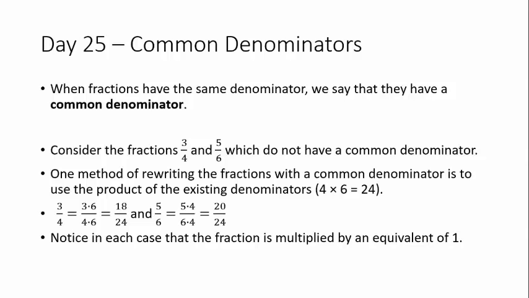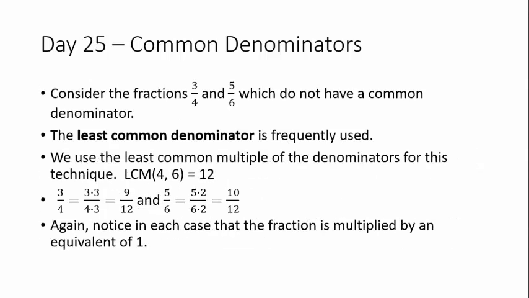I want you to note that in each case, we're multiplying the fraction by a quantity equivalent to 1. In the first fraction, 3/4, we multiplied by 6/6. And in the second fraction, we multiplied by 4/4. These are equivalent to 1. Let's think about another technique for finding a common denominator.